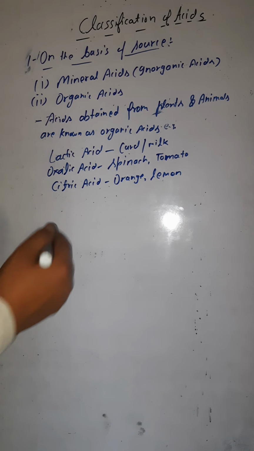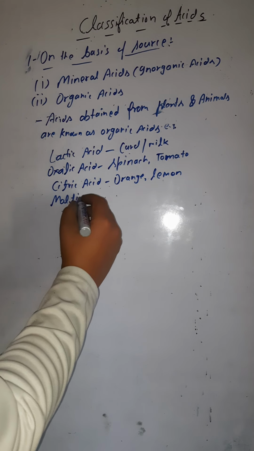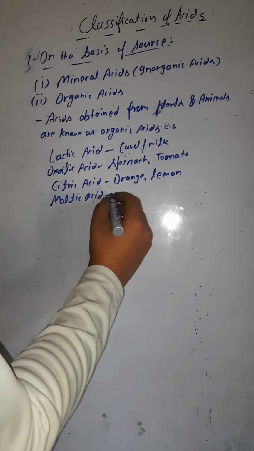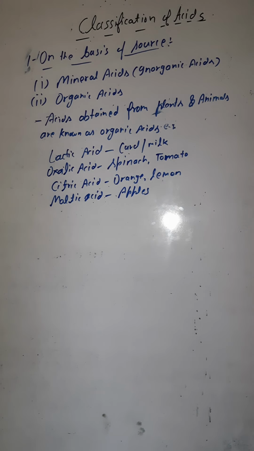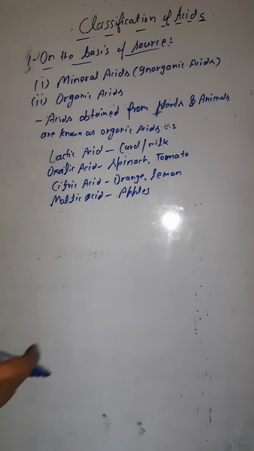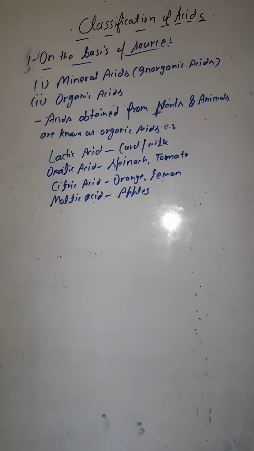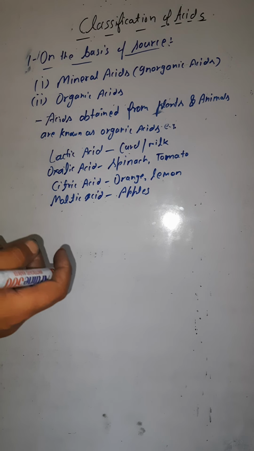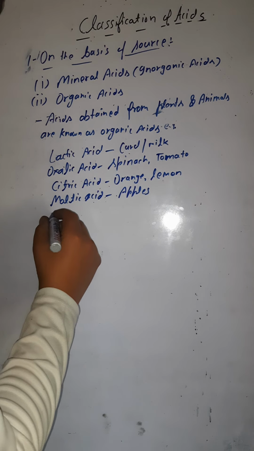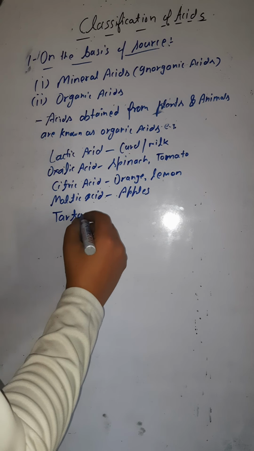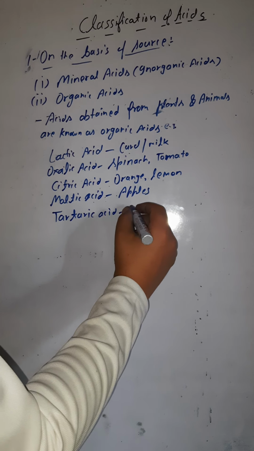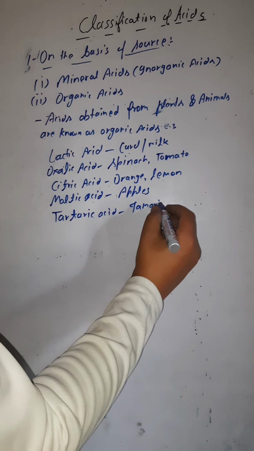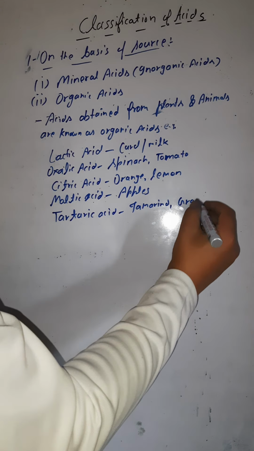Next is malic acid. This you would find in apples. That is why doctors also advise to eat an apple every day, because you would find malic acid there. Now again, in the case of tamarind and grapes, you would find tartaric acid. You have to remember this, tartaric acid. This you would find in tamarind and grapes as well.